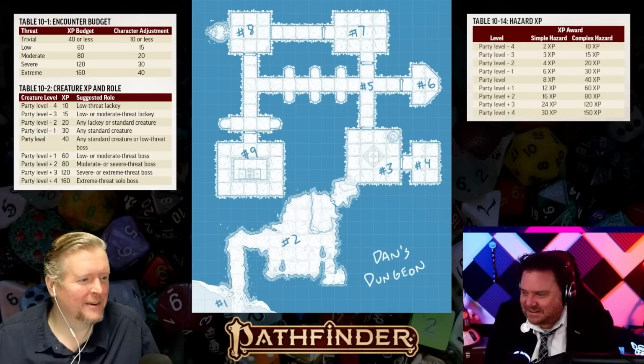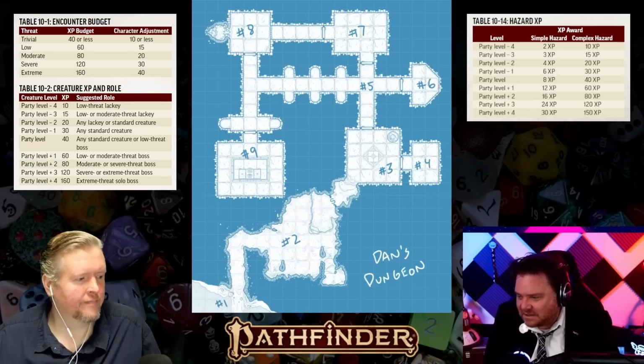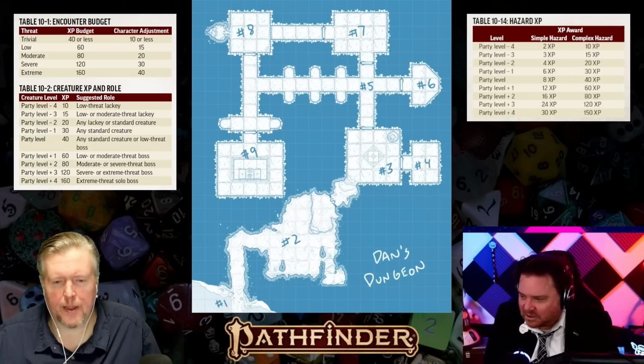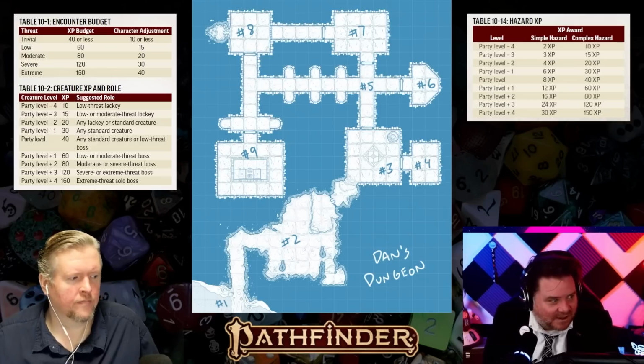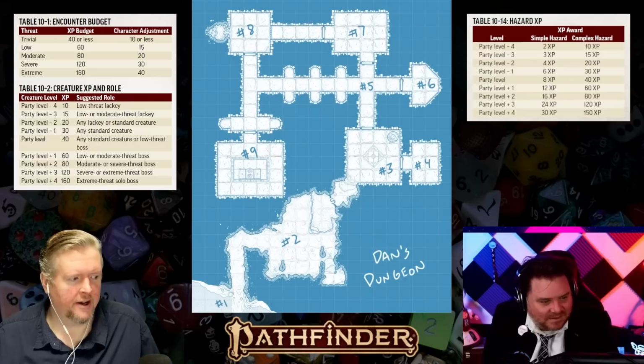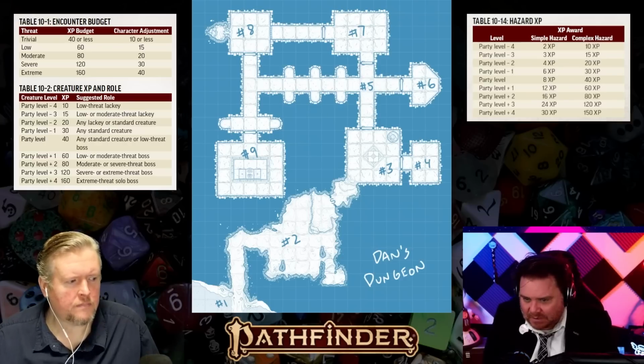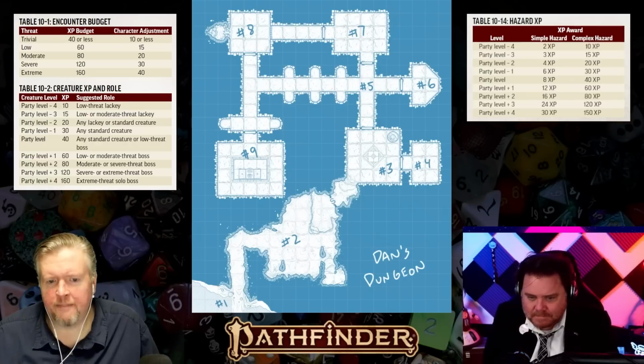Truth be told, the really cool thing that they can find in here is a crystal decanter with a really fine whiskey in it. Sure. Yeah, I like that a lot. So are you thinking one dangerous monster, or a couple less powerful monsters?